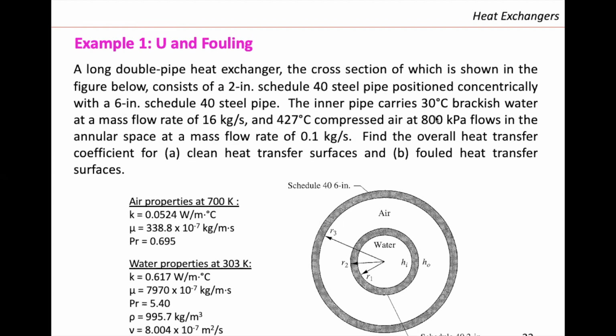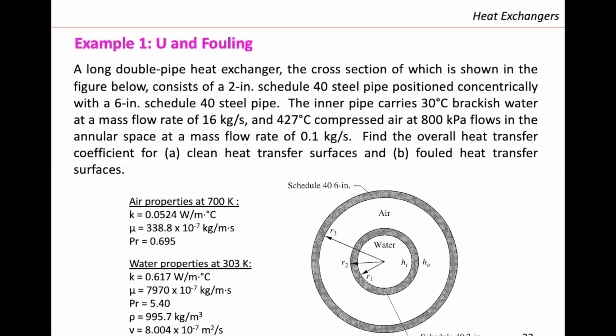The inner pipe carries 30 Celsius brackish water at a mass flow rate of 16 kilograms per second. And 427 Celsius compressed air at 800 kilopascals flows in the annular space at a mass flow rate of 0.1 kilograms per second. So we have air here and brackish water in, right? Find the overall heat transfer coefficient for clean heat transfer surfaces and fouled heat transfer surfaces. So clean and fouled, or clean and dirty, right?